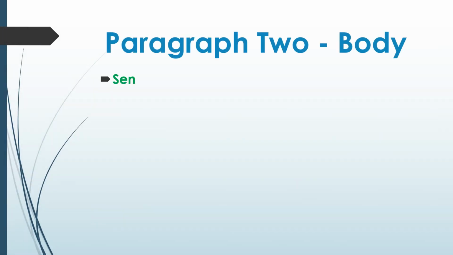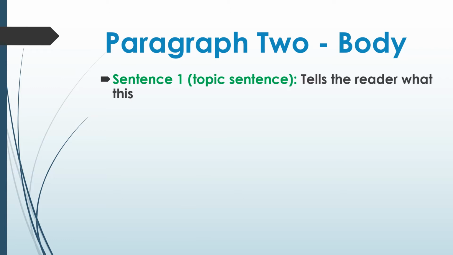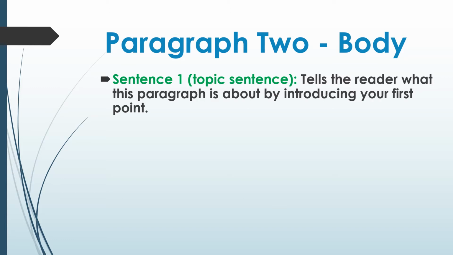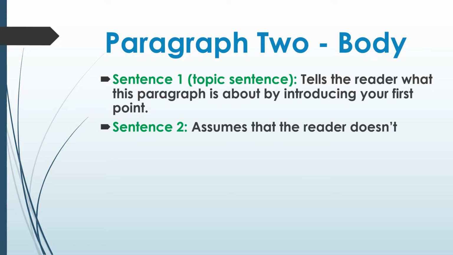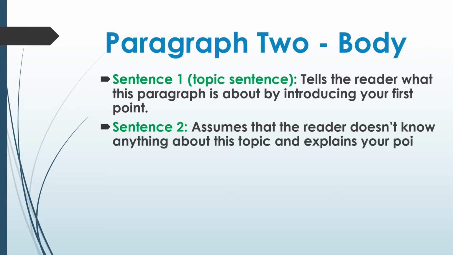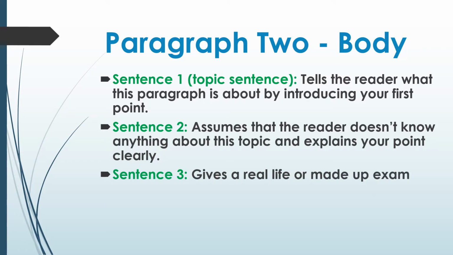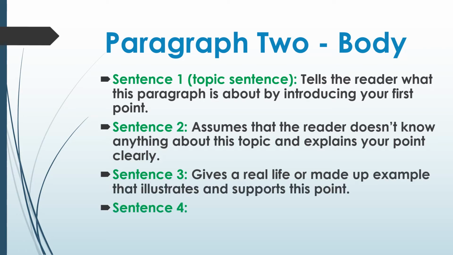Paragraph 2, body. First sentence, the topic sentence, tells the reader what this paragraph is about by introducing your first point. Second sentence assumes that the reader doesn't know anything about this topic and explains your point clearly. Third sentence gives a real-life or made-up example that illustrates and supports this point. Fourth sentence concedes to a relevant opposing position but redirects to yours.